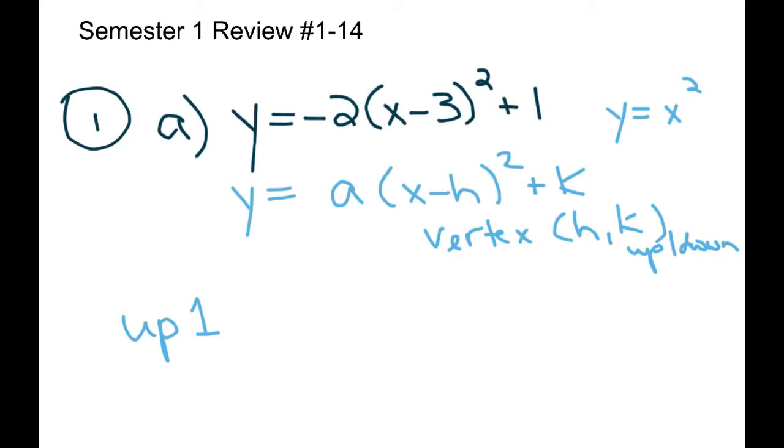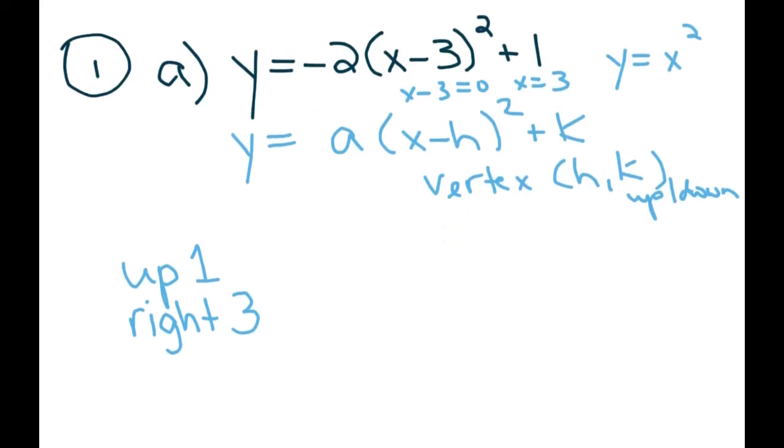H always moves the graph left or right. If you think about setting what's inside the parentheses equal to 0 and then solving, 3 would be to the right of 0, so we say that the graph has moved right 3. The negative in front makes the graph reflect over the x-axis. The negative is independent of any other number that's in front of the parentheses.